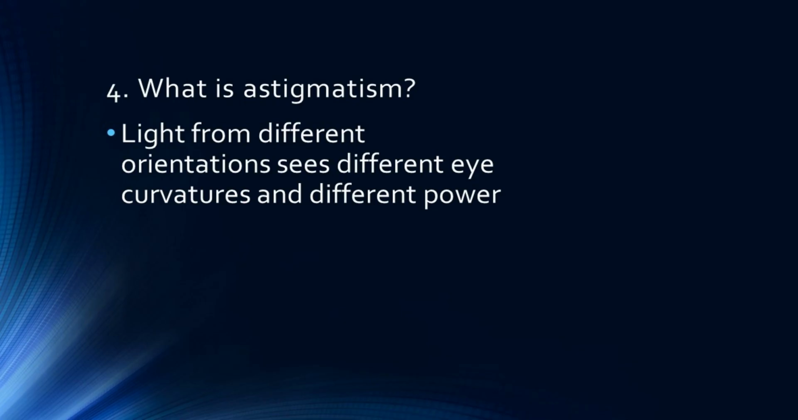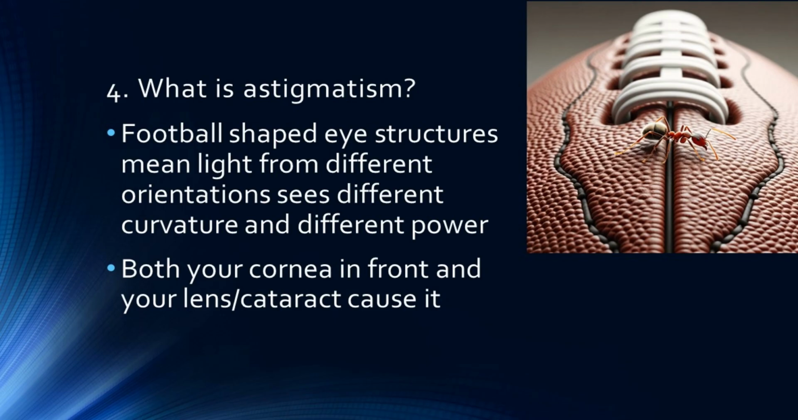4, what is astigmatism? Astigmatism is when light from different directions is focused differently. Light oriented up and down may be focused more strongly than light which has a horizontal orientation, or vice versa. If your eye focuses all orientations of light at the same point, then you don't have astigmatism. In reality, almost everyone has astigmatism, and the relevant question is how much and what type. The cause of astigmatism is having eye structures that are football-shaped rather than round.